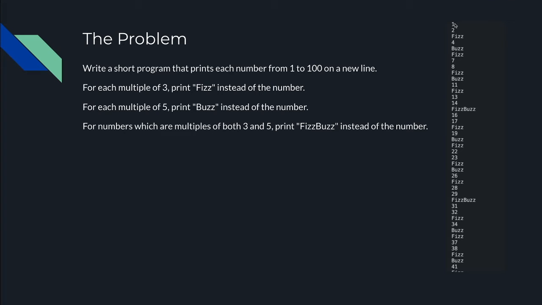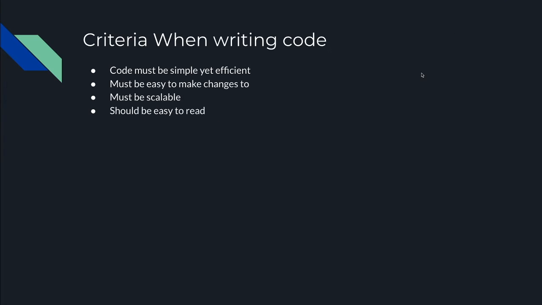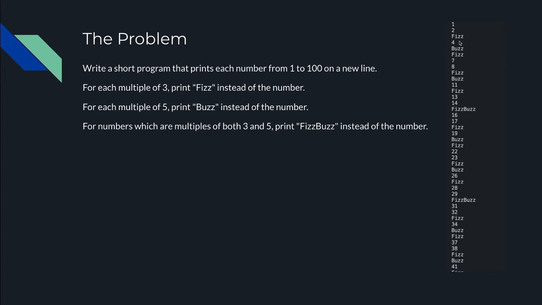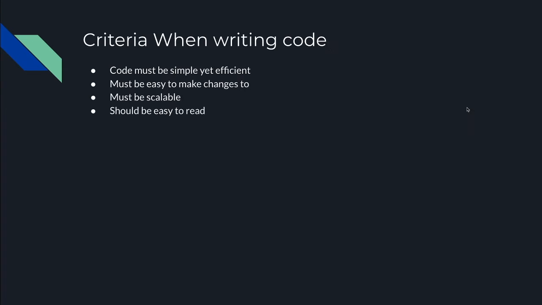So 1 is not a multiple of 3 or 5, so just print 1. The number 3 is a multiple of 3, so we write fizz. 15 is a multiple of 3 and 5, so we write FizzBuzz.